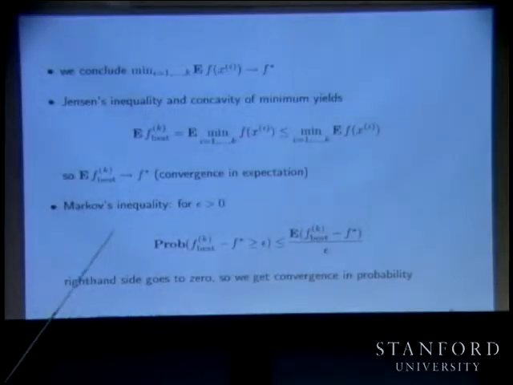Now you can get convergence in probability very easily because these random variables are non-negative. So the probability that a positive random variable is bigger than epsilon is less than that. And we already know the numerator goes to 0. So for any epsilon, this goes to 0. And so you get convergence in probability.